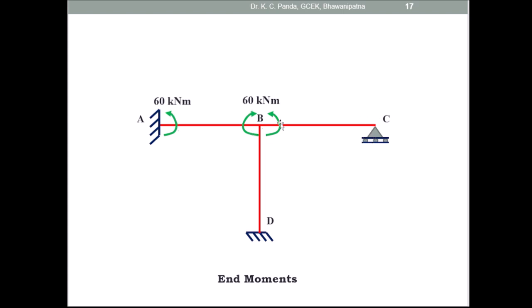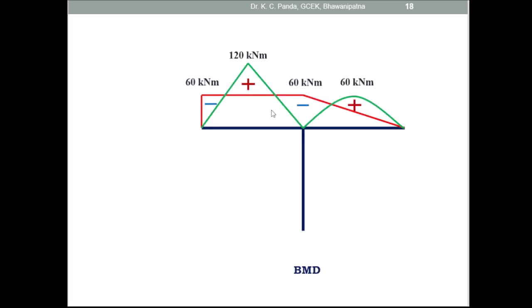These are the support moments. Then first draw the negative bending moment diagram. Here you take 60, here also 60, and here 0. Join these 60, 60 and 0. This is the negative bending moment diagram. Then you draw the free bending moment diagrams for span AB and span BC. For span AB this is a triangle, and the maximum positive moment is at the midpoint, 120 kilonewton meter. On span BC the maximum positive moment is 60 kilonewton meter at the midpoint. This one is parabolic and the other is a triangle.